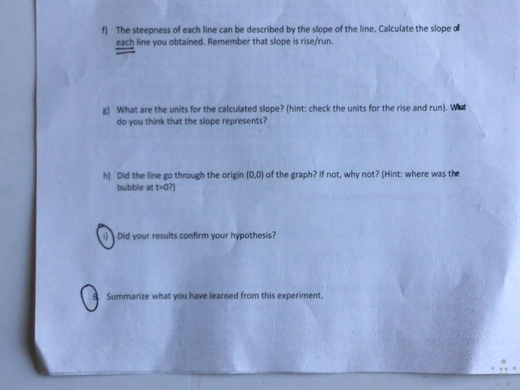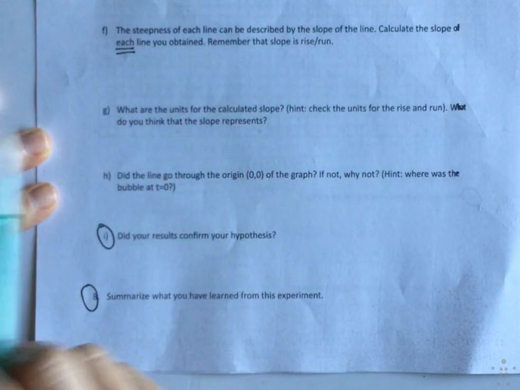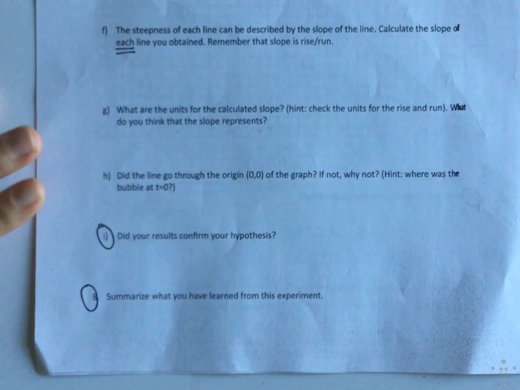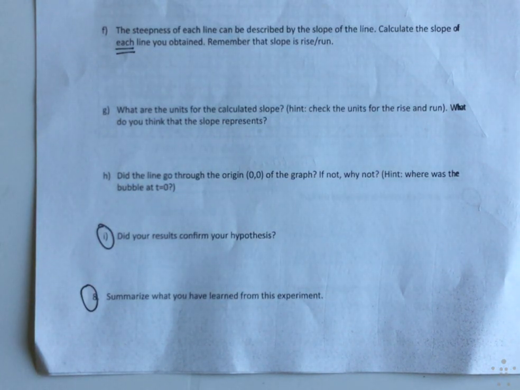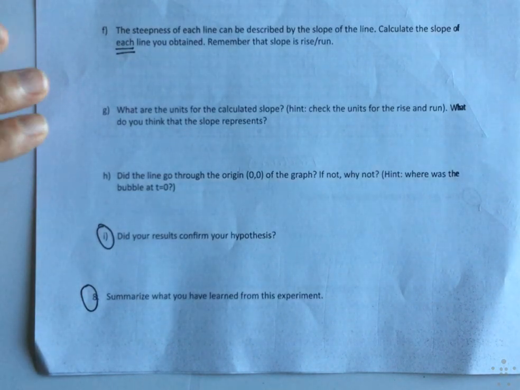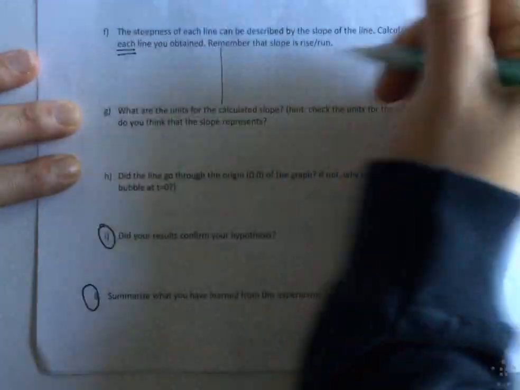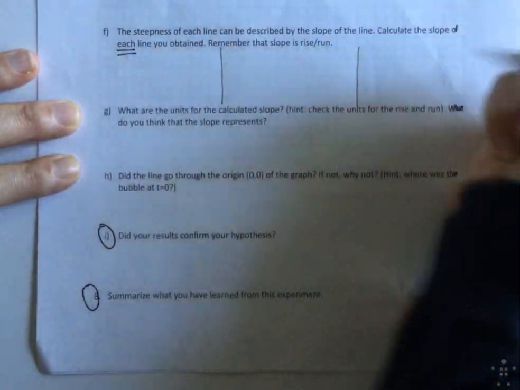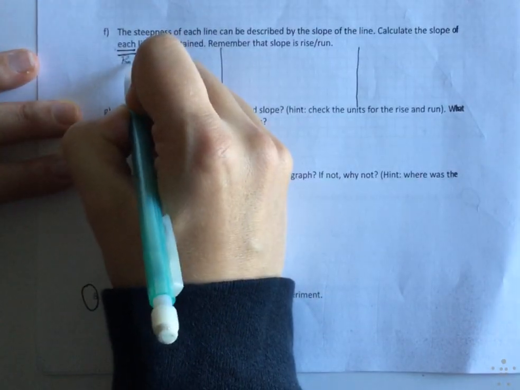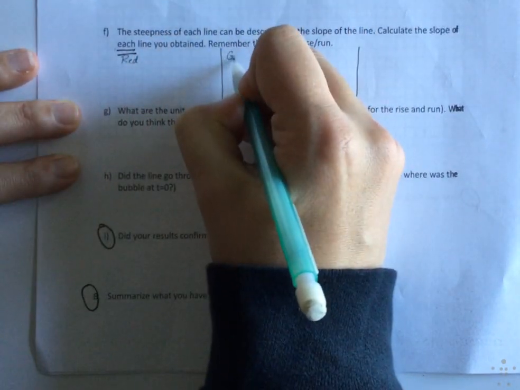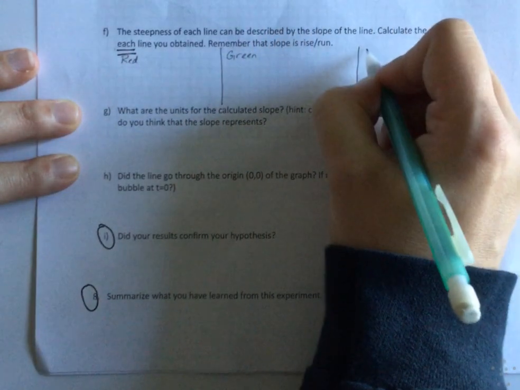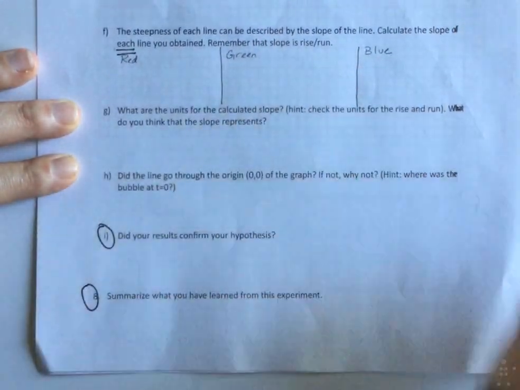Now I'm going to try to help you with letter F on the very back page. It says the steepness of each line can be described by the slope of the line. Calculate the slope of each line you obtained, and remember that slope is rise over run. So the first thing you want to do is separate this into 3 sections, because you have to have 3 answers, because you have the slope of each line, not just one. So we're going to have the slope of the red, the slope of the green, and the slope of the blue.